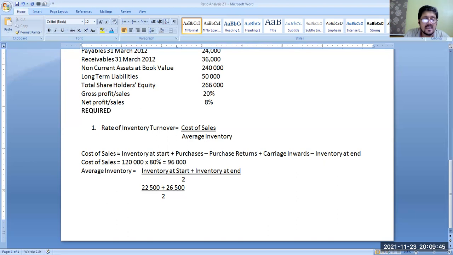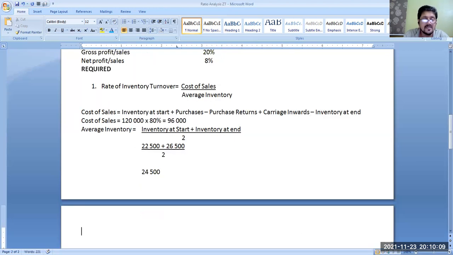What would be the answer? Average inventory: 22,500 plus 26,500 divided by 2, 24,500 is your average inventory. Got it? Now you have cost of sales 96,000 and average inventory 24,500. Now you can easily calculate the rate of inventory turnover.